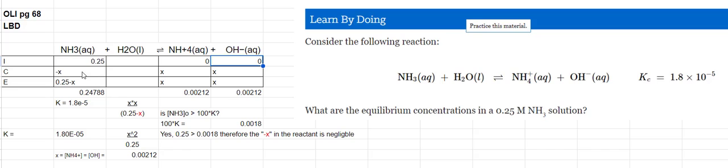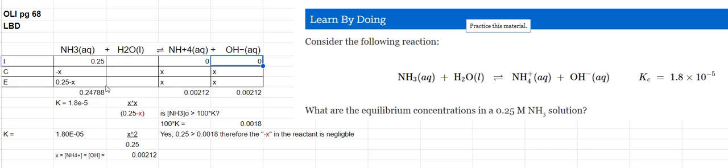So the change would be the loss of ammonia and the gain in ammonium and hydroxide. And because the stoichiometry is all 1 to 1, it's minus x here and plus x here and plus x here. So in the equilibrium line, we'll have 0.25 minus x and x here. Now, setting out the equilibrium constant expression, we'll have an x squared essentially in the numerator and 0.25 minus x in the denominator. If you leave this minus x in the denominator, you'll end up needing to solve a quadratic equation, which is not impossible and just takes a bit of time.